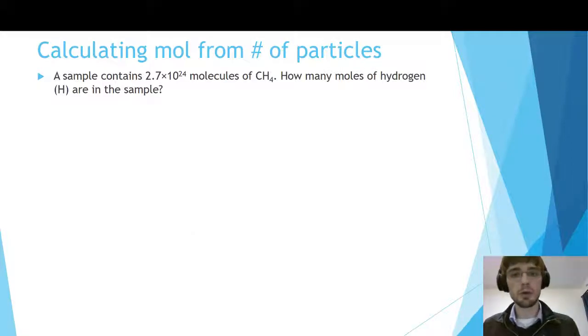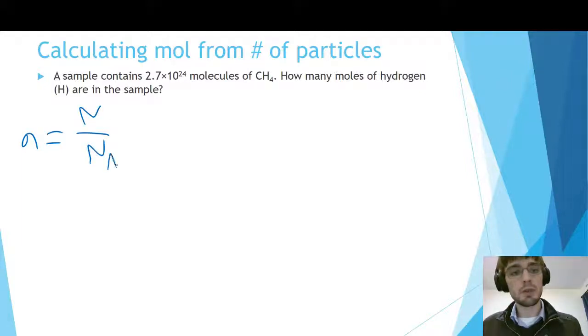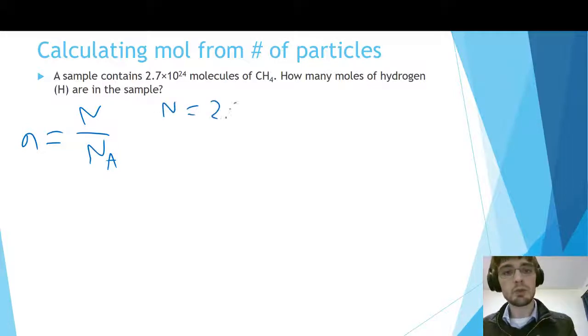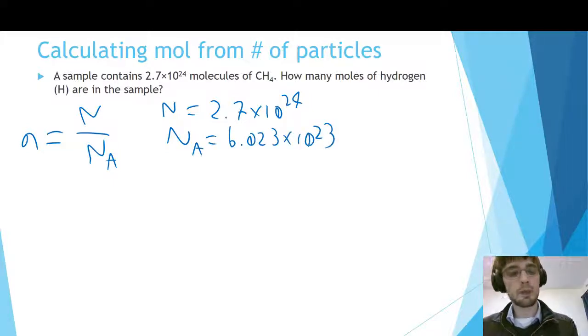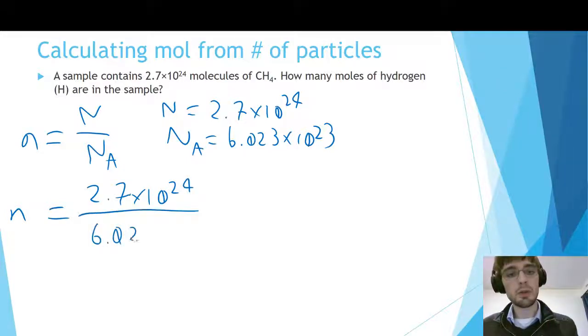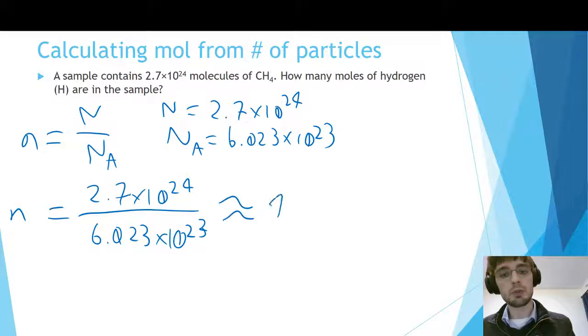All right, so the second way I'm going to go over doing this is much faster, and that's often the way that's covered in textbooks, and it's just this idea of an equation of number of mole equals number of particles divided by Avogadro's constant. And we know N equals 2.7 times 10 to the 24, Na equals 6.023 times 10 to the 23. Therefore, this equals 2.7 times 10 to the 24 over 6.023 times 10 to the 23, which is around about equal to 4.5 mole.